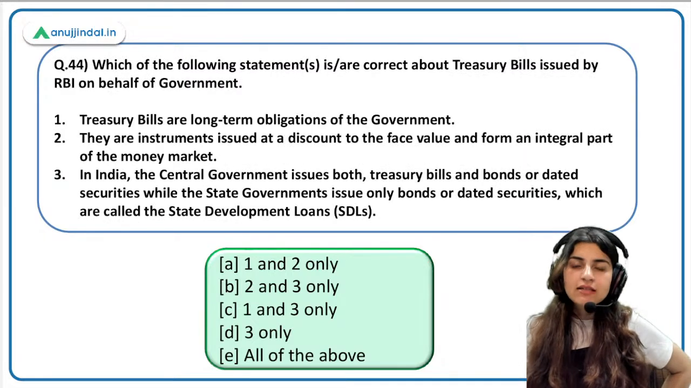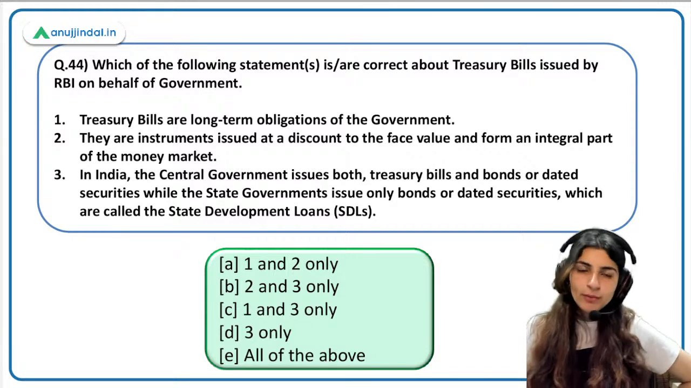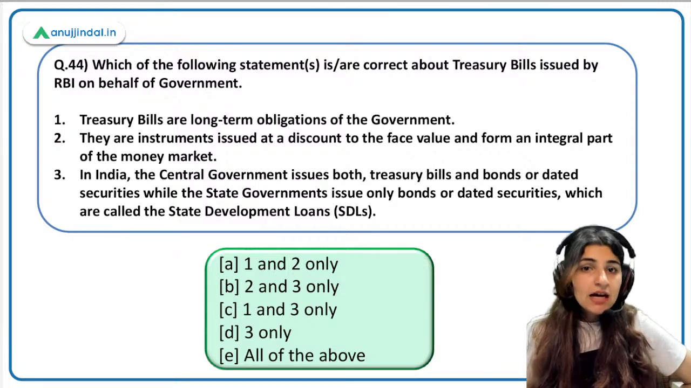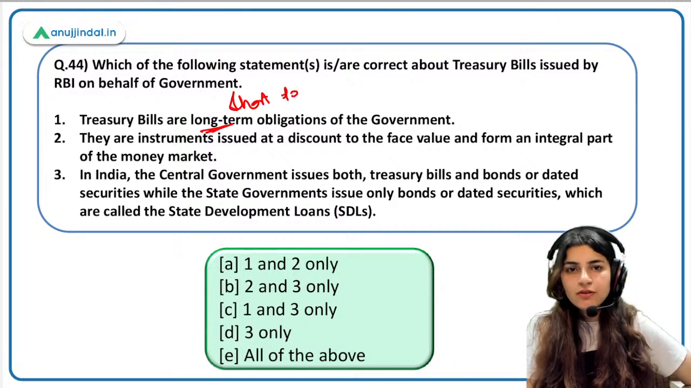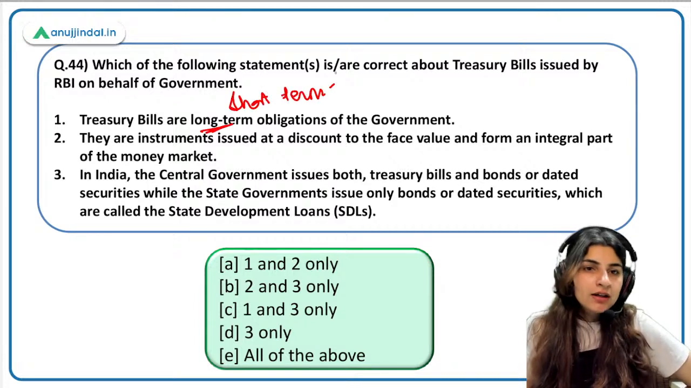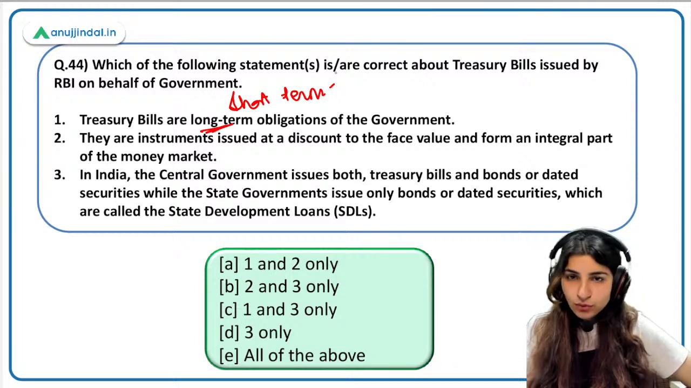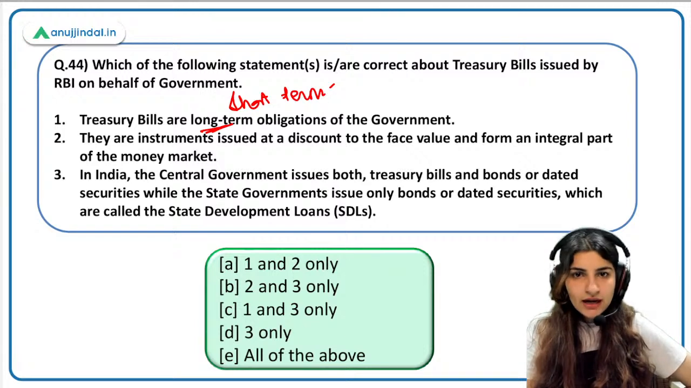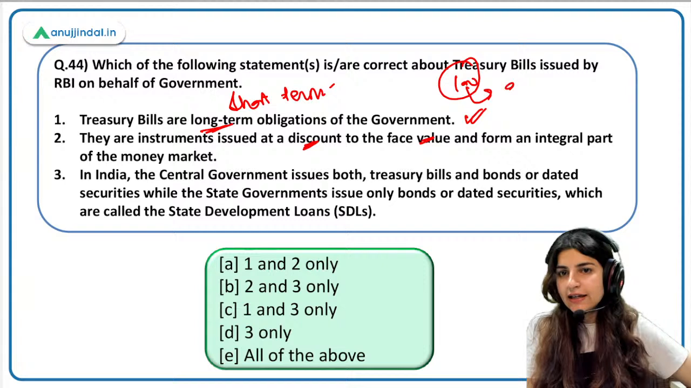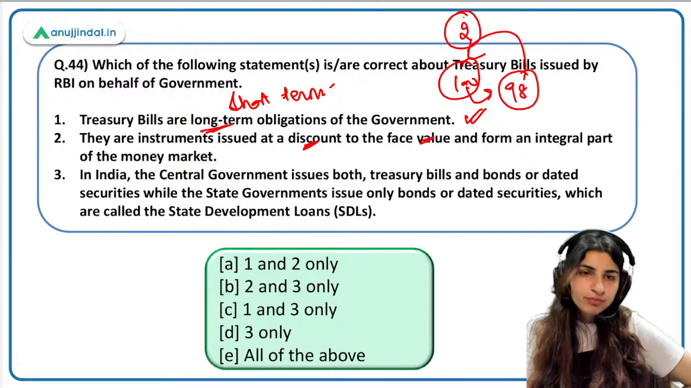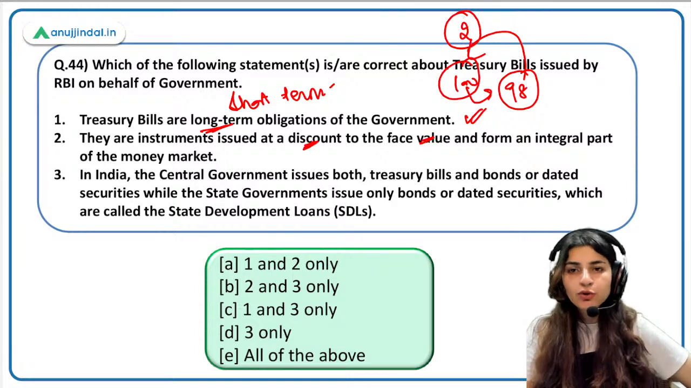Yes. 44, which of the following statements are correct about T-bills issued by RBI on behalf of government? T-bills are long-term obligations of the government? No, they are actually short-term obligations. They are instruments issued at a discount to the face value and form an integral part of the money market. They are issued at a discount to the face value. This is correct. If a T-bill is of 100 rupees, you will get it at 98 and on this we will calculate the yield. The 2 rupees is the discounted value and you will get 100 rupees on maturity.